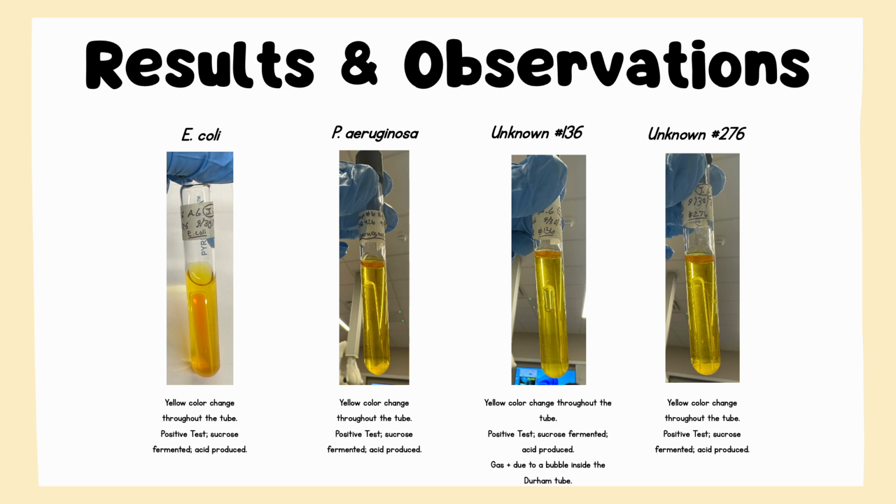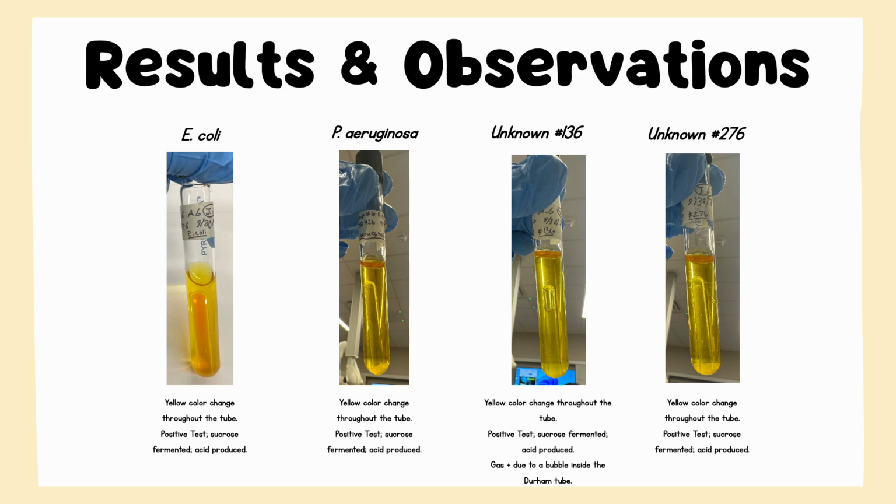For P. aeruginosa, there was also a yellow color change throughout the tube, indicating a positive test, sucrose being fermented, and acid being produced. For our unknown number 136, there was a yellow color change throughout the tube, indicating a positive test, sucrose being fermented, and acid being produced. This test was also gas positive due to a bubble inside the Durham tube. Lastly, our unknown number 276 also showed a yellow color change throughout the tube, which indicated a positive test, sucrose fermented, and acid produced.